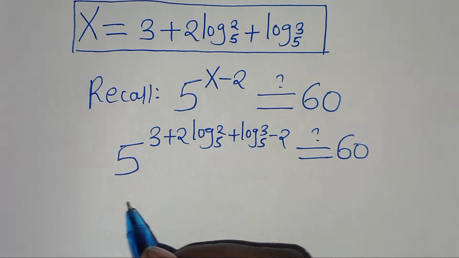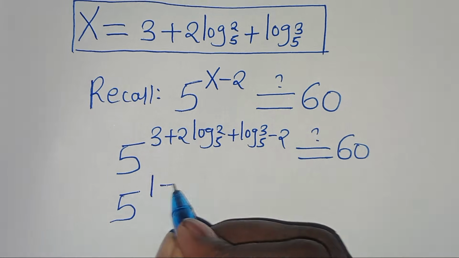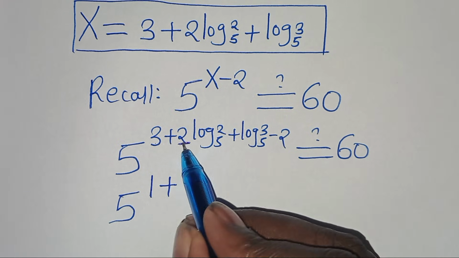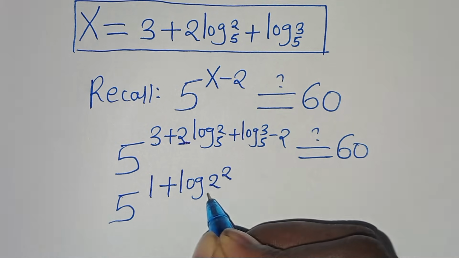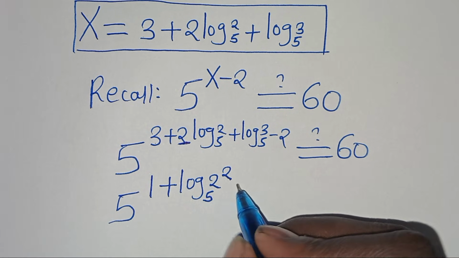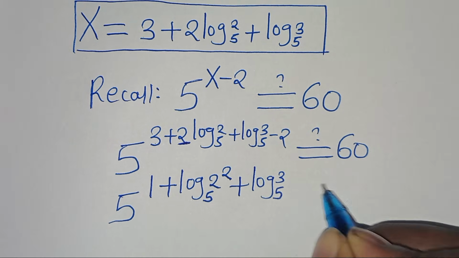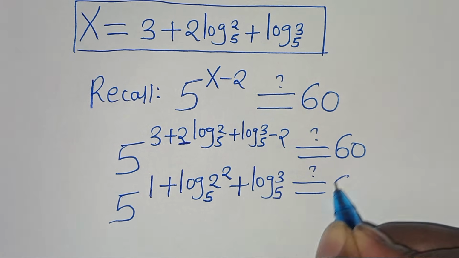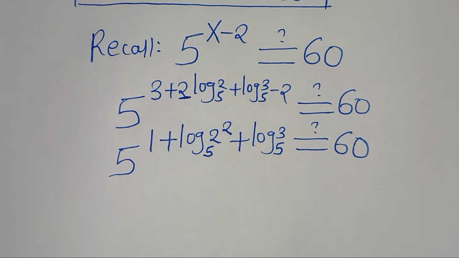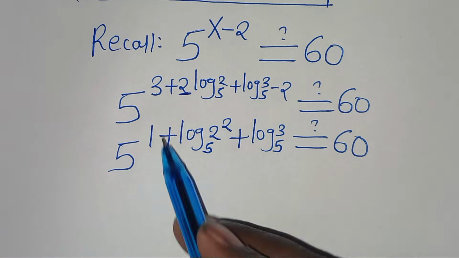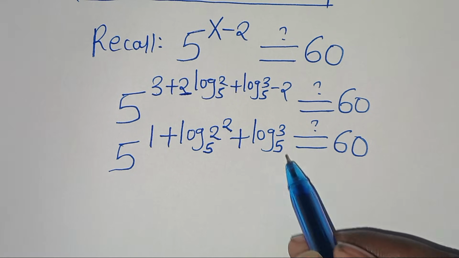So we have that this is 5 to the power of 3 minus 2, which is 1, then plus. Now 2 is a power here, so we can express this as log 2 to the power of 2 to base 5, then plus log 3 to base 5. This is supposed to give us a value of 60. The next step is that 5 to the power of 1 plus log 2 to the power of 2 to base 5 plus log 3 to base 5.